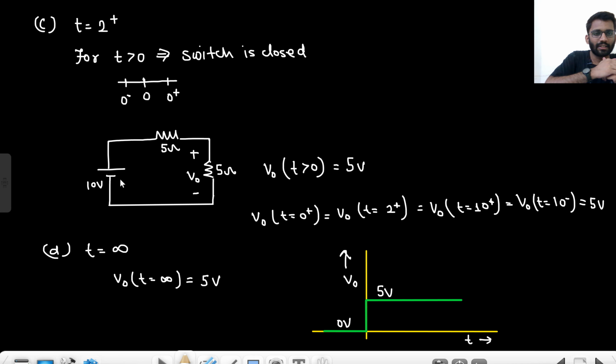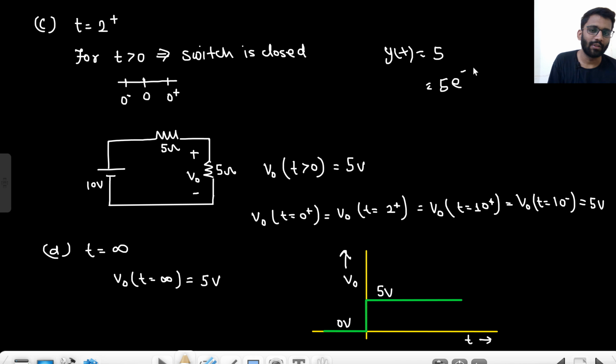What is the time constant of the circuit? 0 seconds. Why so? There is no transient actually. There is only a steady state value. Or you can say, what is y(t)? y(t) is 5 volt. So you can write y e to the power minus t upon tau.